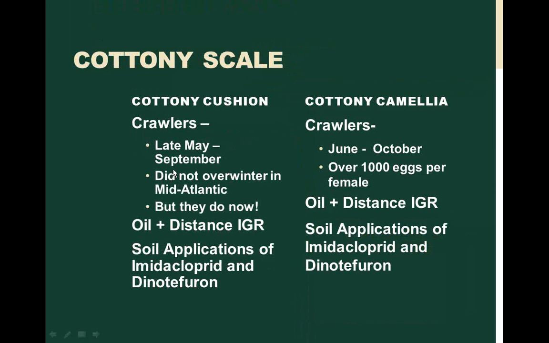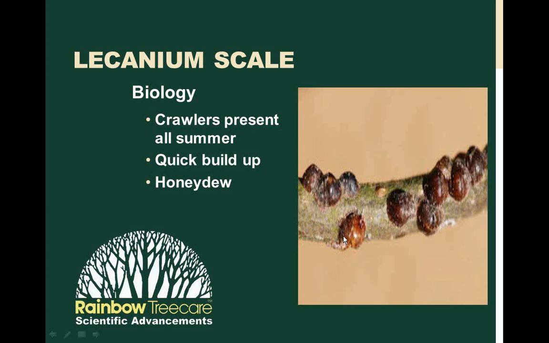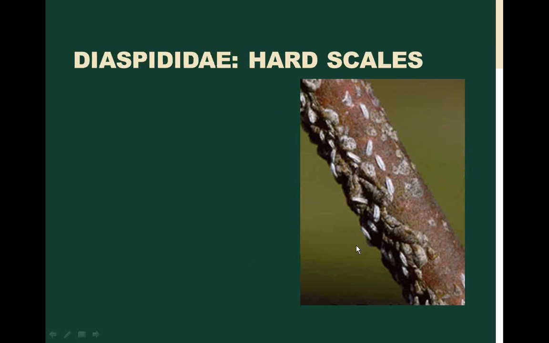Cottony scale, you don't see too much of it north of Washington, D.C., but it does exist. It's generally not that hardy further north than D.C. A lot of these scales can actually be quite colorful. Some of them are fairly dull looking, but Lecanium scale, for example, is a fairly common scale on willow oak and pin oak down in the mid-Atlantic area. And I've seen twigs die back from this problem.